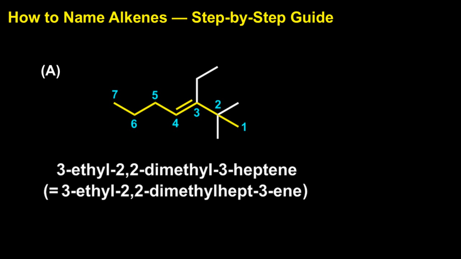Start by finding the longest chain that includes the double bond. That gives us 7 carbons, so the base name is heptene. Then we number it so the double bond starts at carbon 3. That makes it 3-heptene. Now look at the side groups. We've got an ethyl on carbon 3 and 2 methyl groups on carbon 2. Alphabetically, ethyl comes before methyl, so the final name is 3-ethyl-2,2-dimethyl-3-heptene.